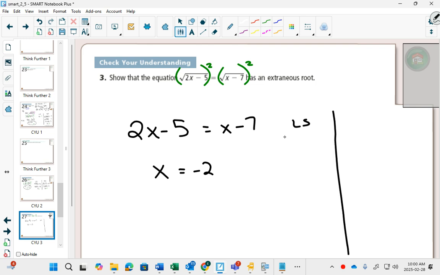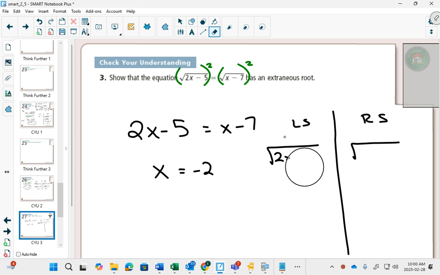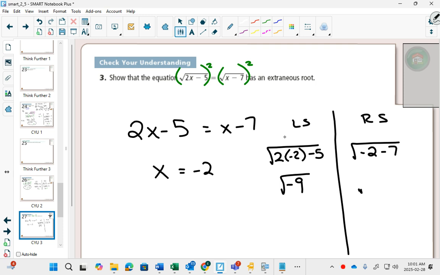I go to verify my solution. Go to my original equation, 2x minus 5, and oh, I can plug in actually. Let me do that. The answer is negative 2, minus 5, and negative 2 minus 7. So if I simplify both sides, this side's minus 9 and this side is minus 9.